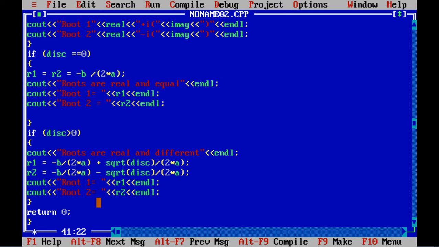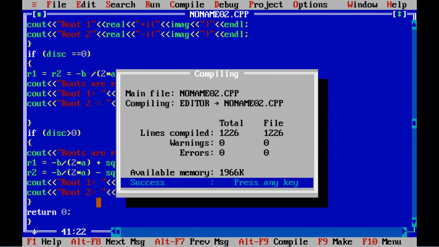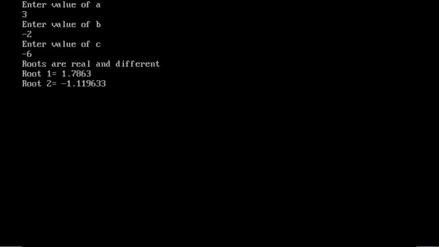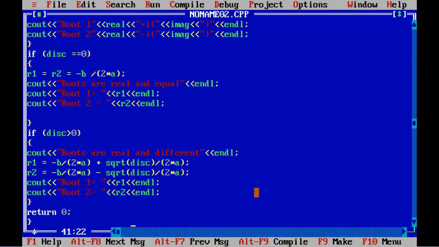Now we will compile that program. We will run that program and we will give the values. As we are taking an example, 3x² − 2x − 6, a is equal to 3, b is equal to −2, while c is equal to −6. So we will get the answer that the roots are real and different, and it has calculated here. So this is how we can calculate the roots.